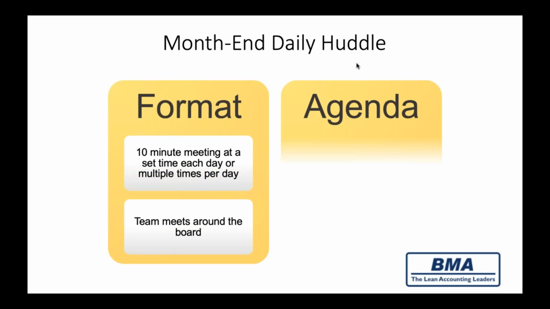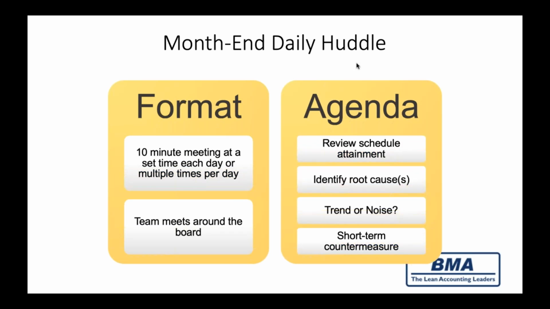Create the daily huddle, which I talked about to understand schedule attainment. So we're talking about a 10-minute meeting at certain times during the day. We meet around the scheduling board, review where we are. If any person is behind, why are they behind? Are they going to be able to catch up or not? That's fine. If they can't catch up, what are we going to do?